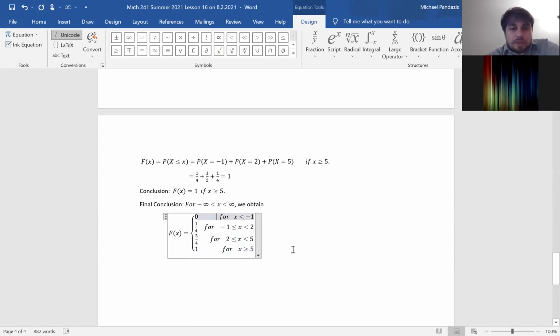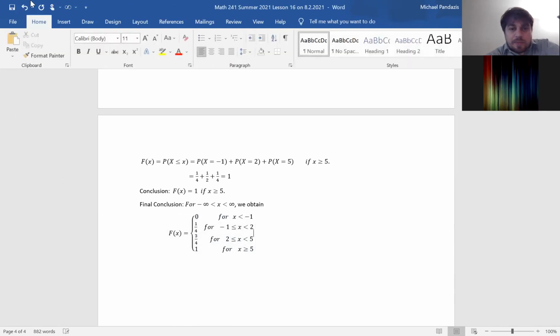I'm just going to line up the numbers. All right, so those numbers are lined up there. Okay, so that's our final conclusion. We found the cumulative distribution function for capital X in that example. Okay, so we found the CDF of capital X in this example. And we're done.